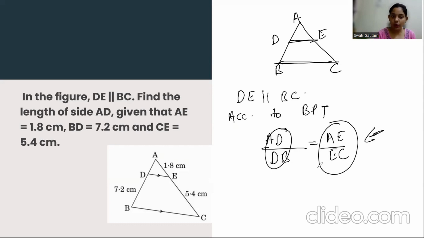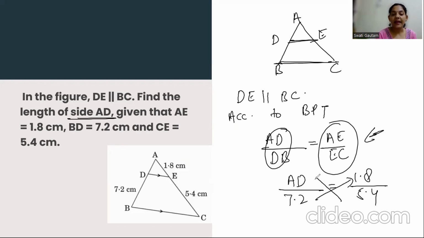Okay, now we don't have AD. We have to find out AD, because the question is to find AD. We have DB, which is 7.2. We have AE 1.8 and we have EC 5.4. Now, whenever we have to solve this type of question, we will simply cross multiply. So we are multiplying AD with 5.4 and 1.8 with 7.2.